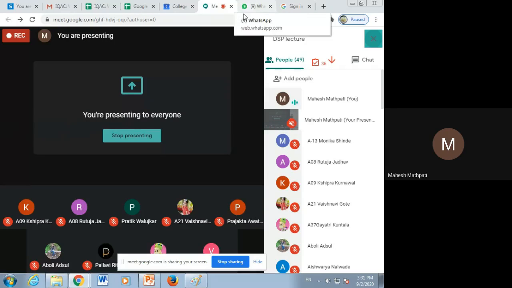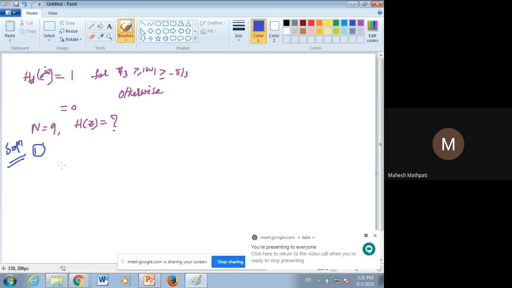Can anyone tell me? What is step 1? Find window function value. Very good. First, we have to find the window function value. Just write step 1: find the window function value.